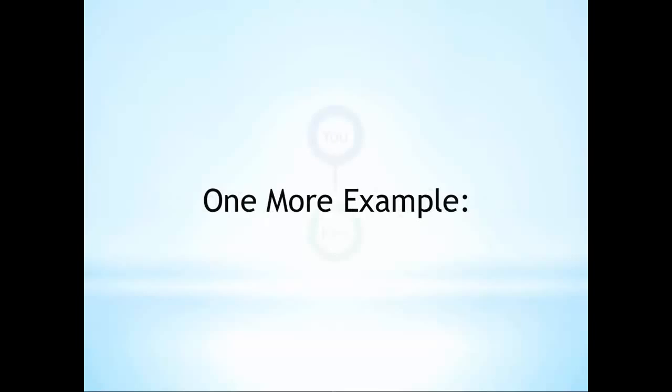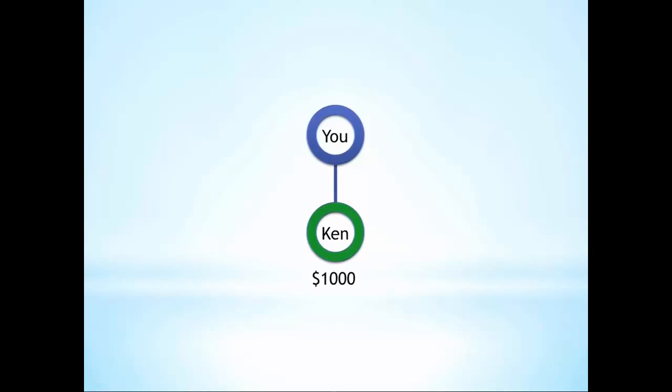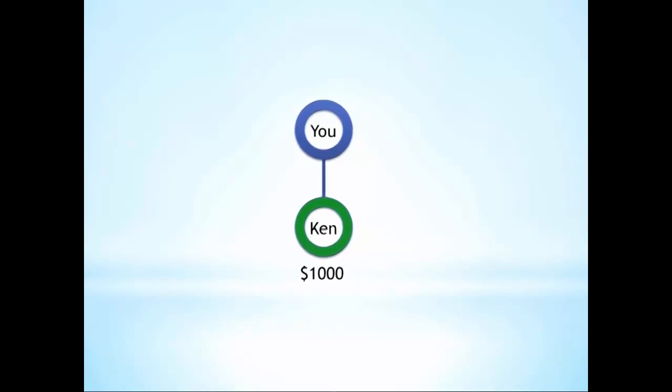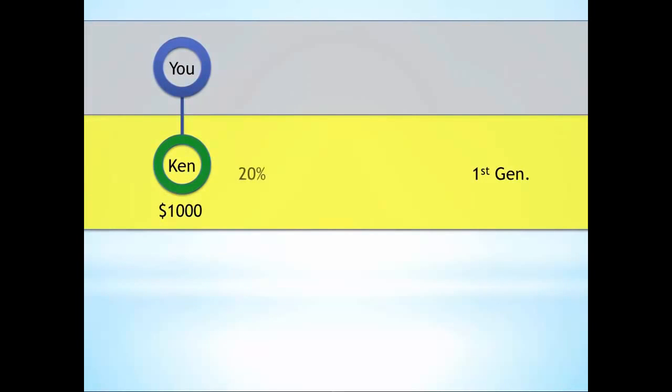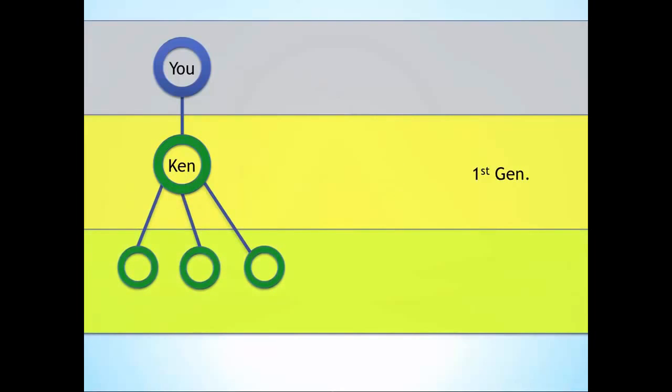Let's say that Ken creates an income of $1,000 per week from the cycles that are generated by his team. Because the matching bonus on your first generation is 20%, the computer would add an additional $200 to your check. Now, let's also assume that Ken has enrolled 3 people who are each earning $100 a week from their individual groups. Since you enrolled Ken, he's on your first generation. So the people that Ken enrolls are on his first generation. That puts them on your second generation.